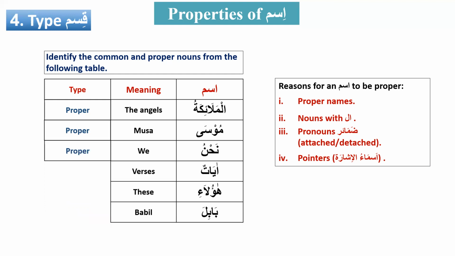Ayatun. Okay. So ayatun is not a name. It doesn't start with al. No. The pointing word like haza, ulai, kazalika. No. So is it a proper noun or a common noun? Common noun. It's a common noun. Very good. Good job.